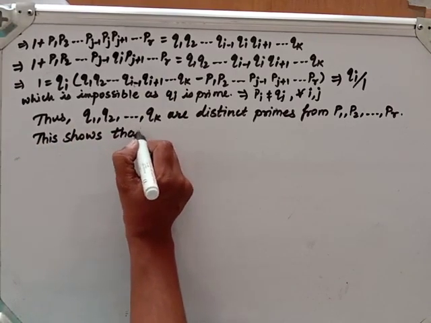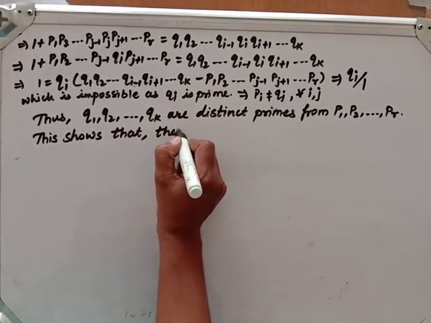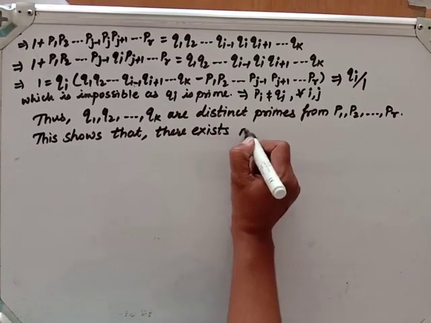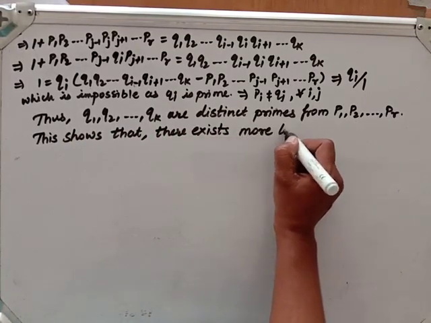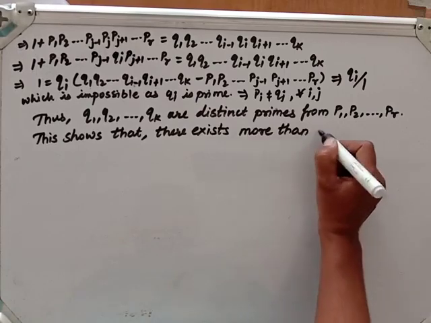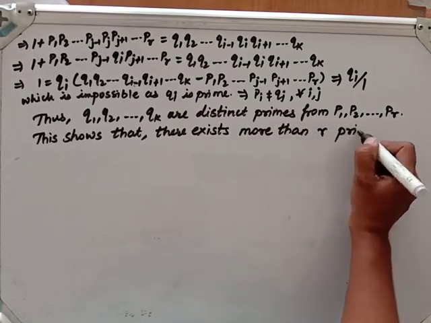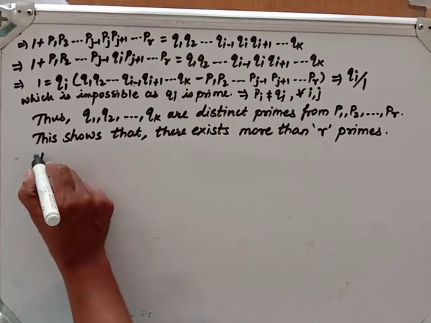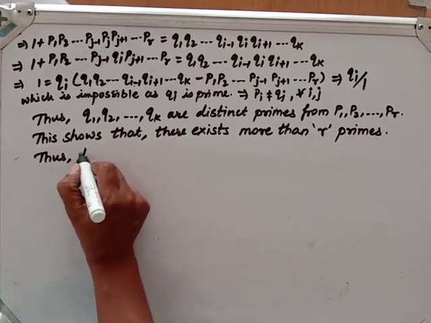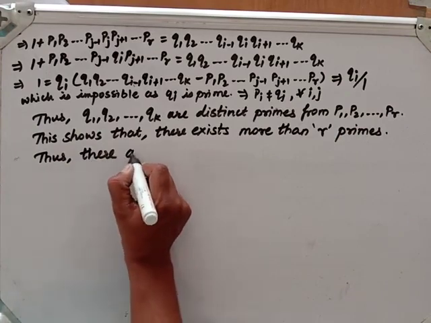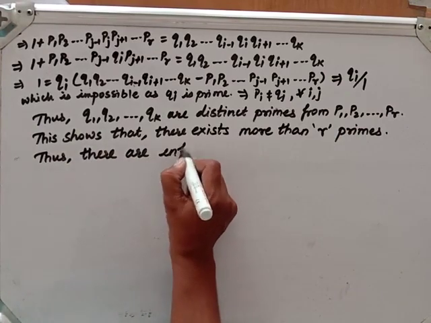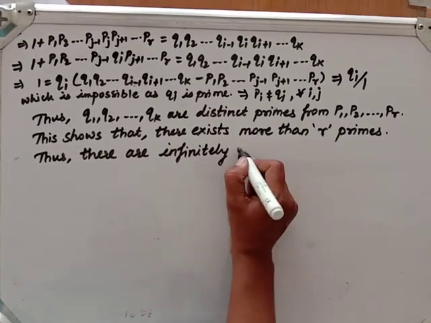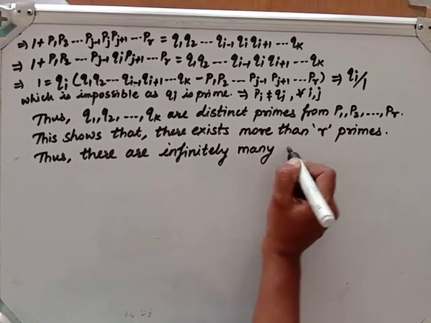This shows that there exist more than r primes. Thus, there are infinitely many primes.